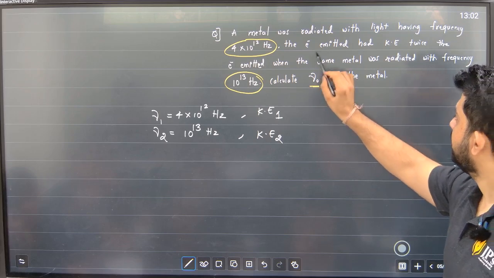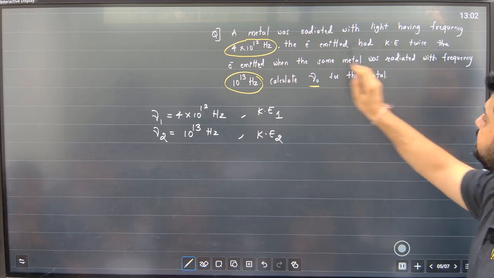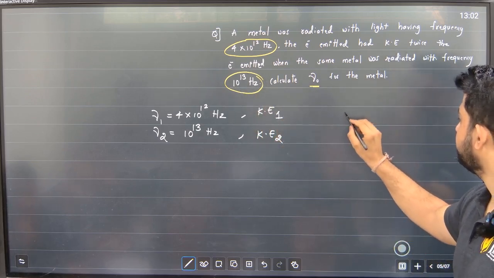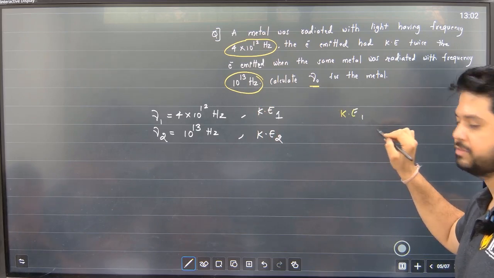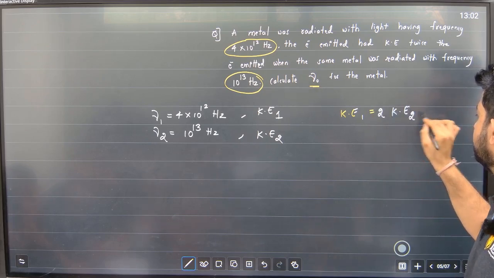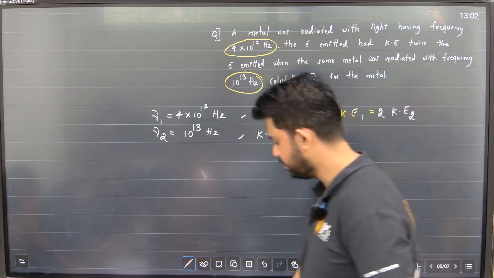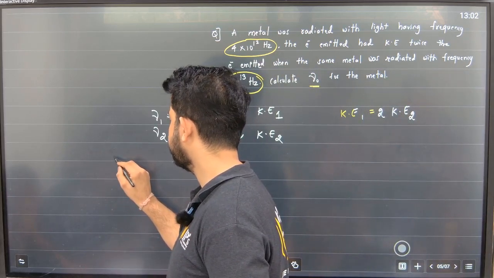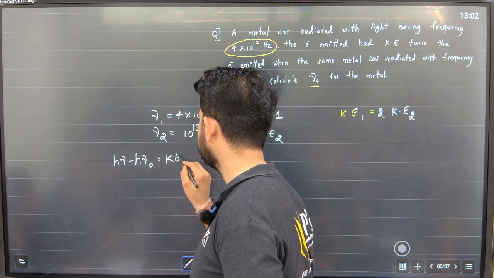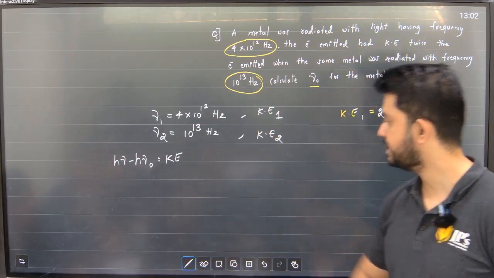The electron emitted had kinetic energy twice that of the electron emitted when the same metal was irradiated with this frequency. That means KE1, the energy of the first electron, is twice KE2. With me till here? Now we know the formula for Einstein's photoelectric equation: h nu minus h nu naught is equal to kinetic energy. The metal is the same, so the threshold frequency is also the same.